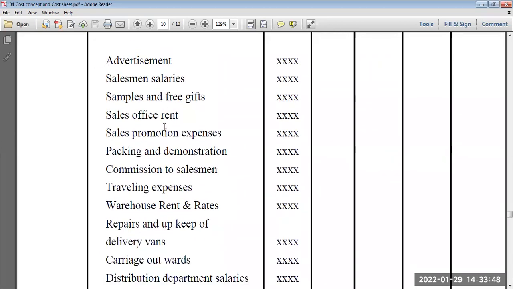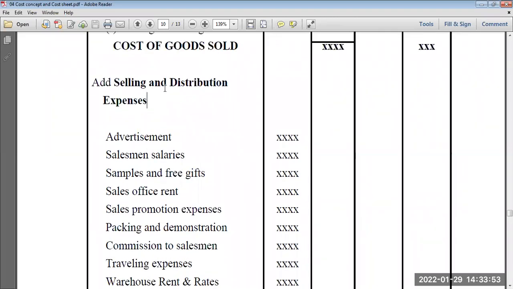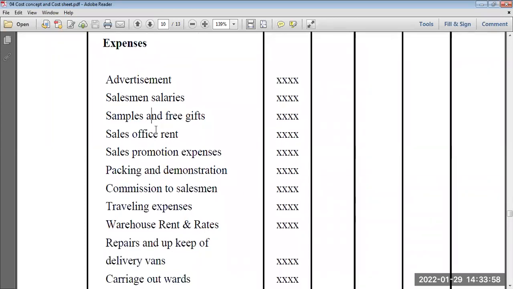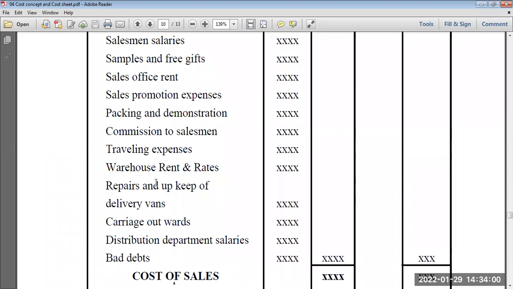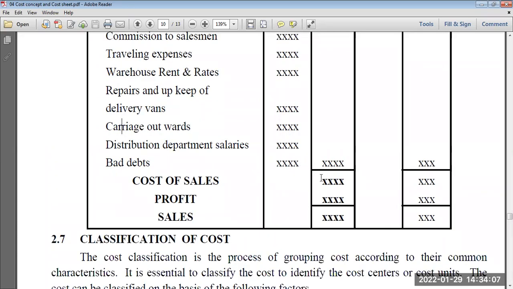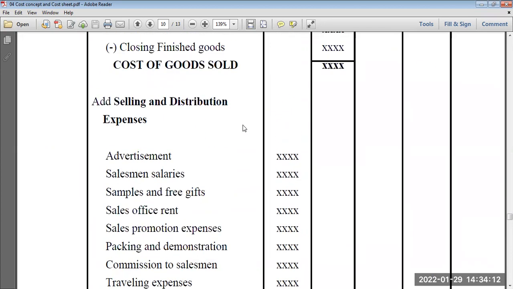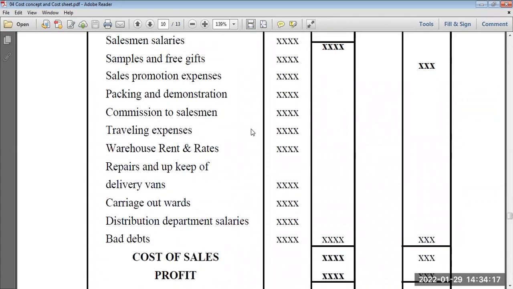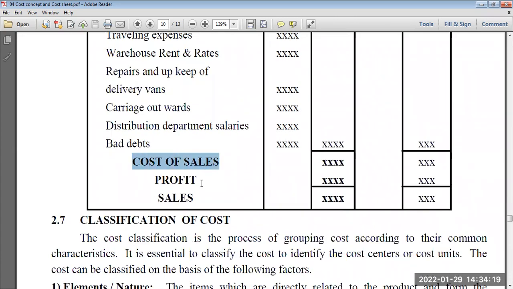Any indirect expenses relating to sale and marketing are called selling and distribution overheads. Examples: advertisement, salesman salary, free samples given, commission to salesman, delivery van expenses, delivery charges, everything. So put together, along with the cost of goods sold, if you add all the selling and distribution overheads total, we get cost of sales.